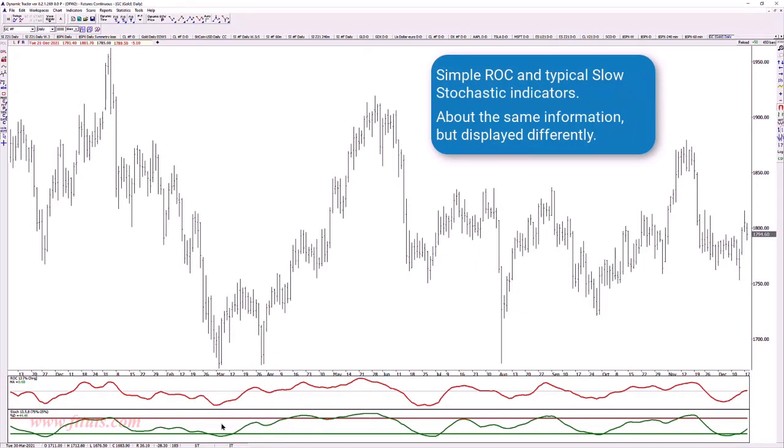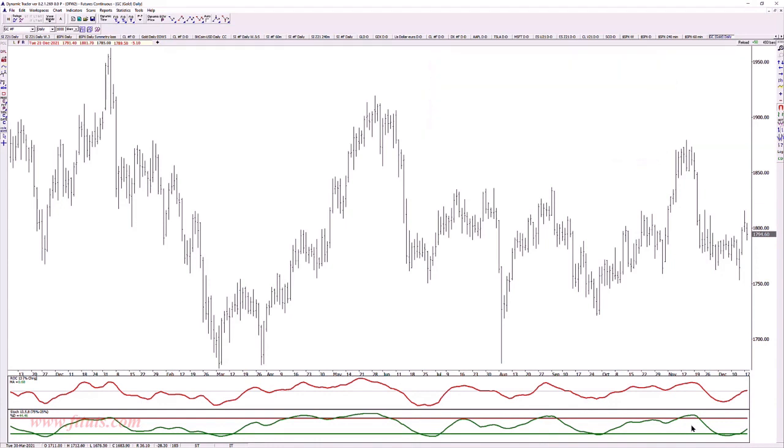Look how similar these two look. The stochastic is basically taking a 13-period rate of change. It's not exactly that, but it's similar to that. But look at how similar the two of them are. So they're basically showing about the same thing, the trend of the rate of change.